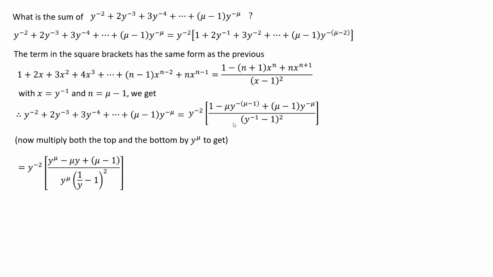Cool. All right. Now, y to the negative 1 itself is 1 over y, right? Where did this y to the mu come from in the denominator? I told you we are multiplying both the top and the bottom. So in the bottom, it stands to reason there would be a y to the mu. That's all this is. Okay, this is 1 over y minus 1, and that is being squared.